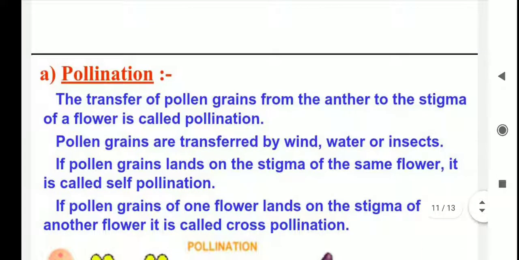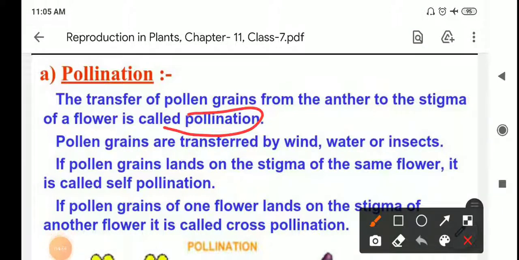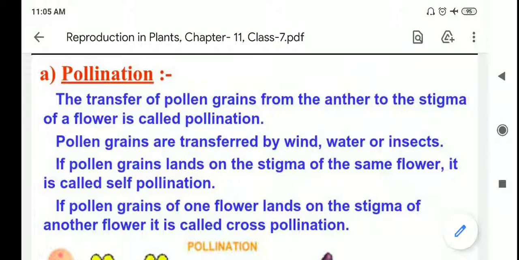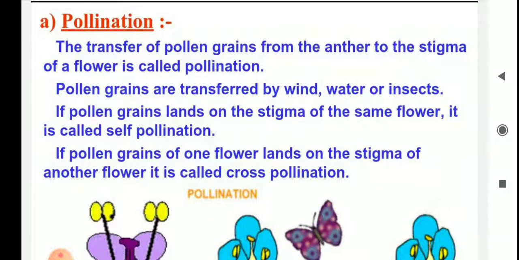What is the definition? The transfer of pollen grains from the anther, where do the pollen grains go? To the stigma of a flower, that is called pollination. Transfer of pollen grain from anther to stigma is called pollination. Now pollen grains are transferred by wind, water and insects. Pollen grains can be transferred in any way, by air, water, insects, anyhow.